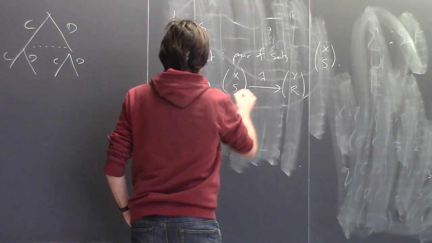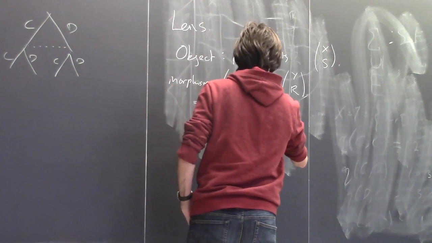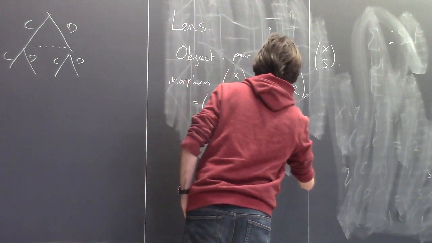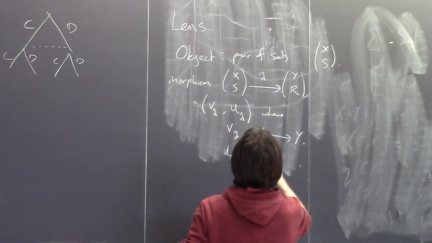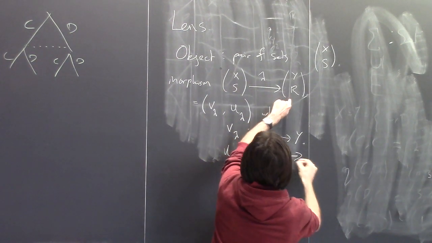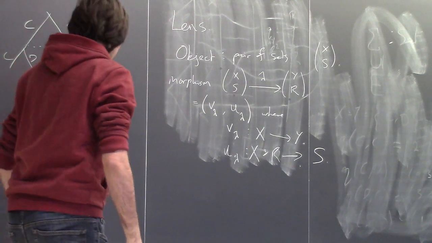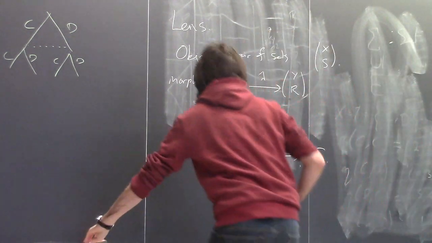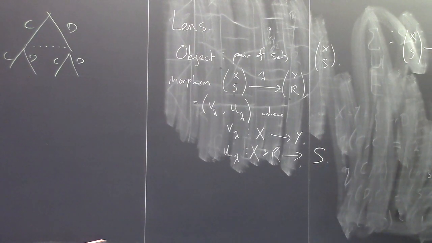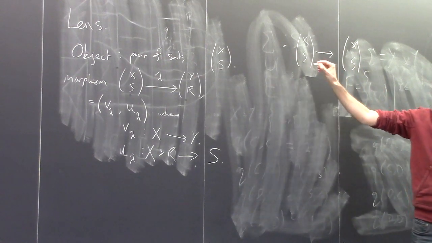So such a morphism is a pair of functions, a V sub lambda and a U sub lambda, where V is the easy one. V goes from X to Y, so you've got a function forwards along the top. And U is weird because it goes from X times R to S. Okay, so that's very weird. So is this even a category? Turns out it is a category. You have to think about it to figure out its structure as a category. So, given an arbitrary object X, S, what should be the identity? We need to go from X to X, that's the identity function, and we need to go from X times S to S, that's the projection.